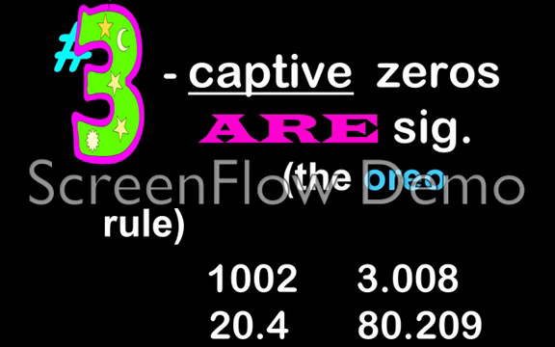Rule number 3: captive zeros are significant. We sometimes call this the Oreo cookie rule. What that means is if there are any zeros in between non-zero numbers, which are significant, then the zeros in the middle become significant also. 1002 has 4 significant figures because the 1 and the 2 are not zero, therefore they're significant, and the zeros in the middle are captive, so that makes 4 sig figs. 20.4, the 0 in the middle counts because of the Oreo cookie rule, so that's 3 sig figs. How many sig figs here? Did you say 4? That's right. How many sig figs here? That's right, there's 5.